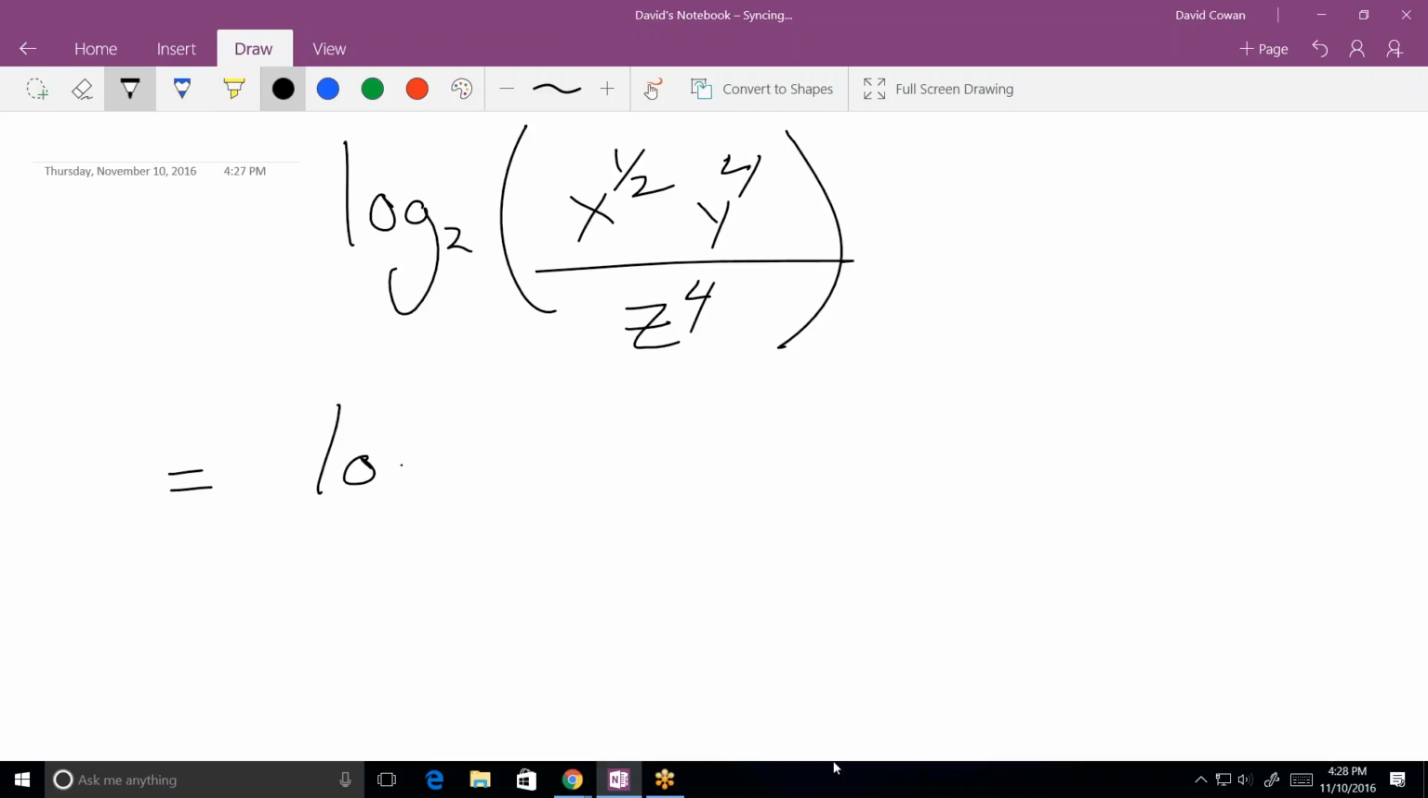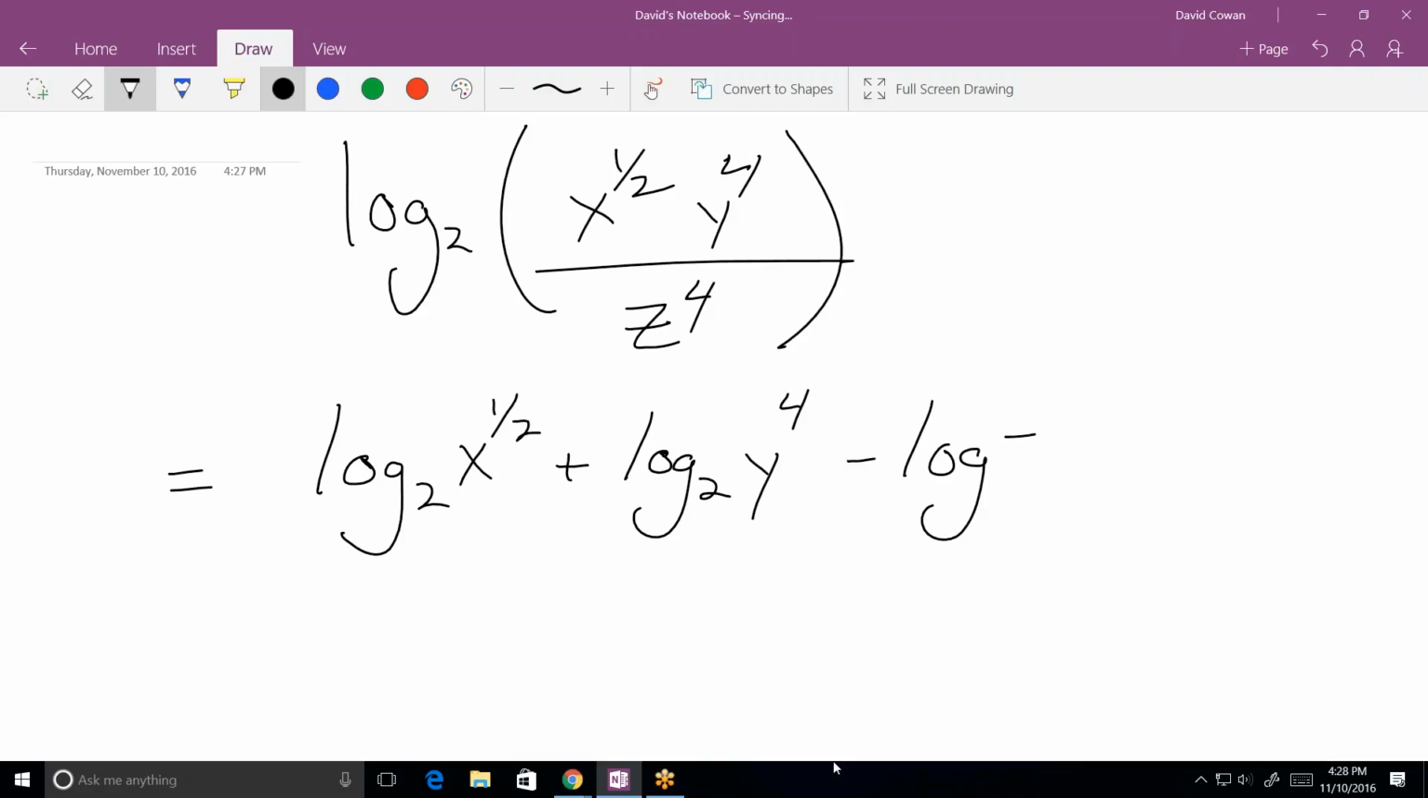Log 2, or would you have 1/2 log? Well, let's do it one step at a time. Yeah, that's eventually what you're going to do. But to make it a little bit clearer, let's do it like this. Plus log 2 y to the 4th minus log 2 z to the 4th. And now you can bring these exponents and put them in front. So your final answer is this.